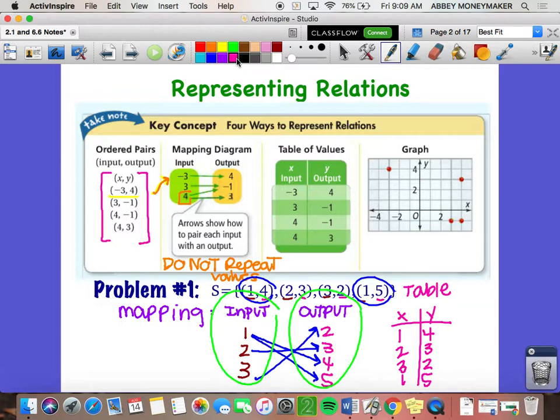I'm running out of room to graph here, so I'm going to try to use this graph up here so I can show you how to plot those points. So we have the points (1, 4), (2, 3), (3, 2), and (1, 5). If you need to see those graphs, you can look up at the top in the orange.